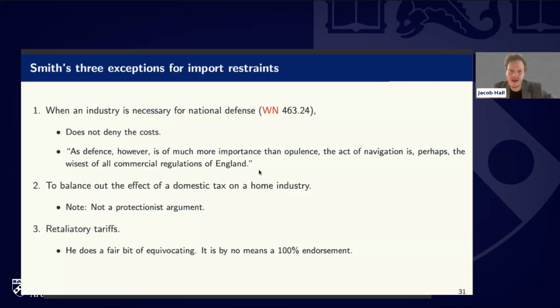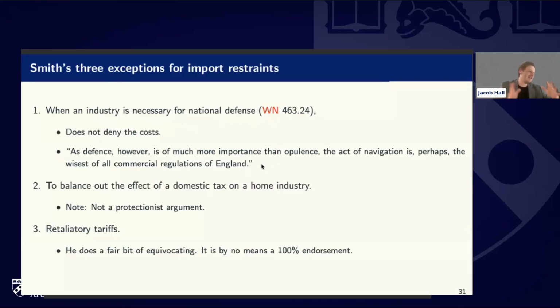The question of did Smith support the Navigation Acts is an important question, and it's a bit of a muddle. He seems to agree with it in some places, but disagree in other places. And there's the question of what the Navigation Act is, and whether it's fulfilling what it's saying. But if you just look at the line, there's a kind of jokiness to it, right? As defense, however, is much more importance than opulence. The act of navigation, that thing that is so necessary for national defense that we're willing to put increased tariffs, is perhaps the wisest of all commercial regulations of England.